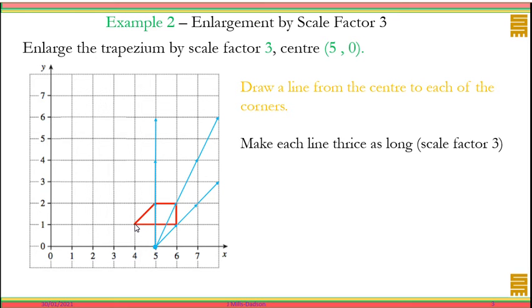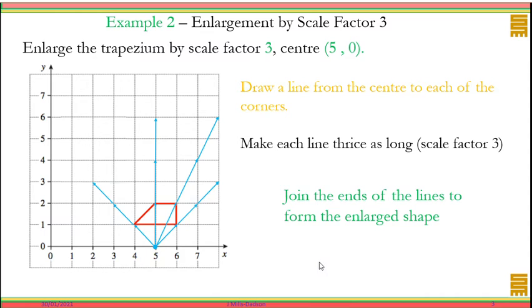1 diagonal, so it's 1, 2, 3. Join the end of those lines, and you've got your image, or the enlarged shape. Done. Double check if you are right. Corresponding sides: this side is 3, this side is 1. That confirms it.